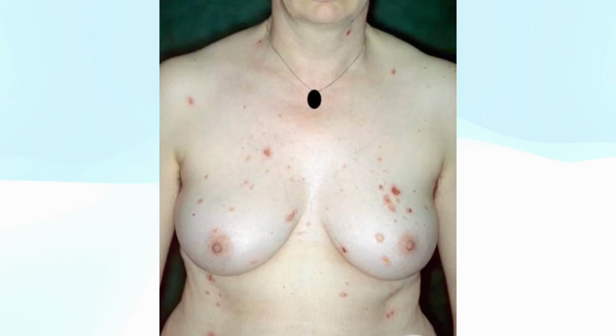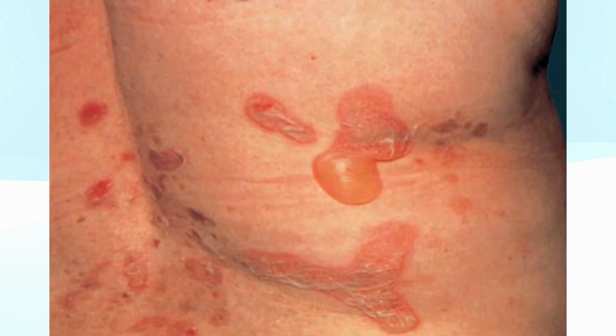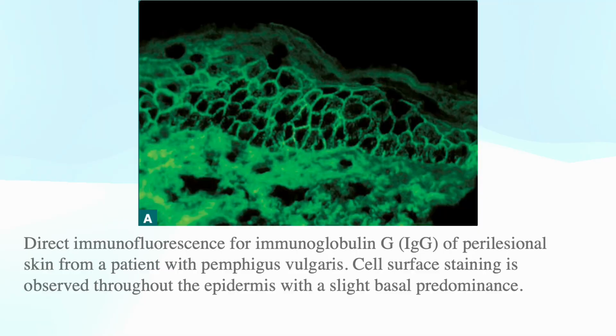See this lesion and tell me what it is. See the oral cavity. See here. Of course, it's PV, pemphigus vulgaris. You can find basal area. It has a basal predominance. If they ask you about bullous pemphigoid, that is more in the dermoepidermal junction, linear IgG.